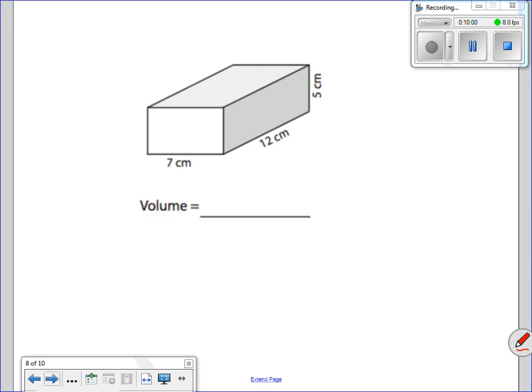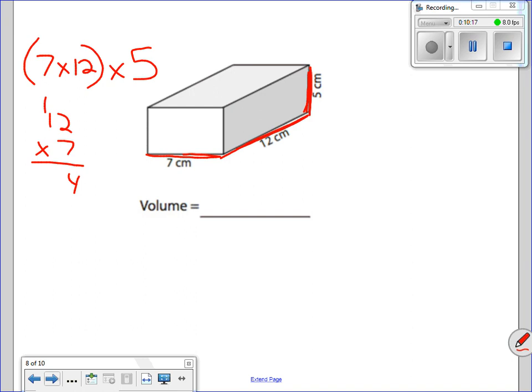So let's take a look. What would be the area of the base? It would be 7 times 12. It would be my big B. When I'm multiplying, it'd be my height, which is 5. 7 times 12.